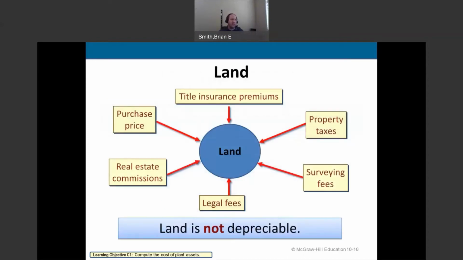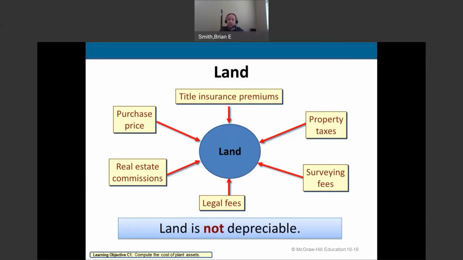And then here's land. Again, land is not depreciated. You have your purchase price, your real estate, legal fees, surveying fees, basically anything that it would take to actually get you that piece of land. But it's not depreciable because land doesn't depreciate unless something bad happens to it, like you have a nuclear spill, toxic waste spill, radioactive substance that infects it.